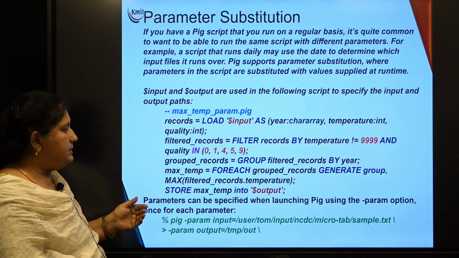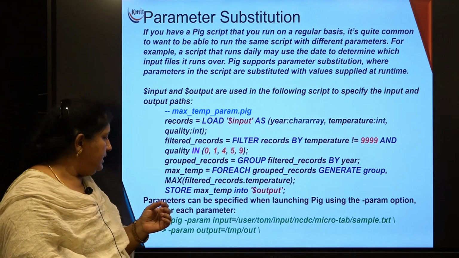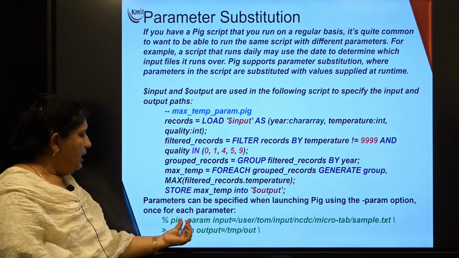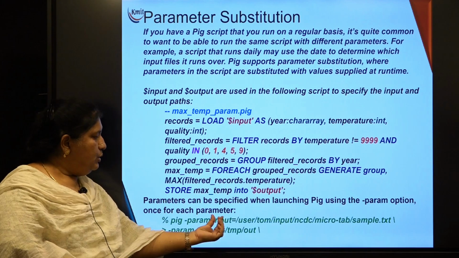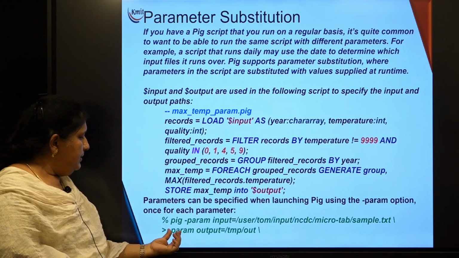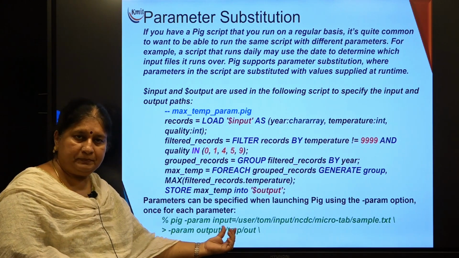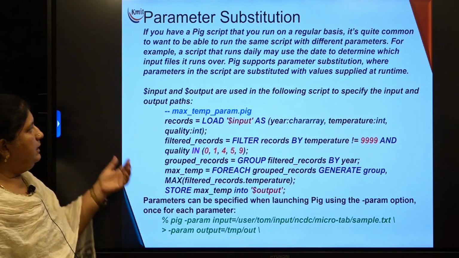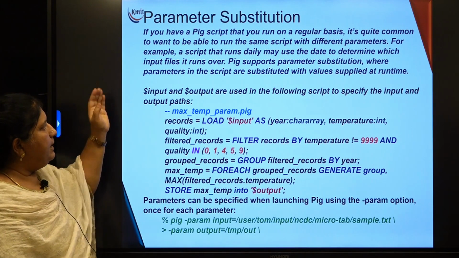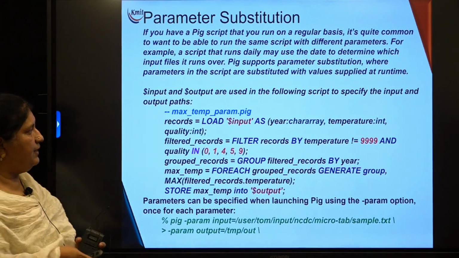Now parameters can be specified whenever you are launching Pig using the param clause. How do I specify that? Pig hyphen param, who is the input data set, file name, entire path should be given. Similarly, hyphen param, who is the output folder. You have to specify this. Now Pig supports parameter substitution, and parameters in the script are substituted with values which are given at runtime.